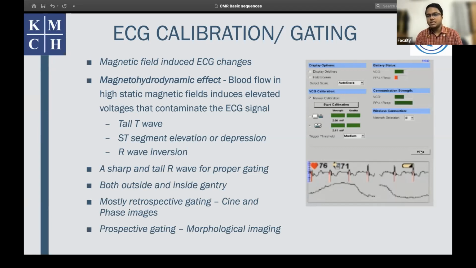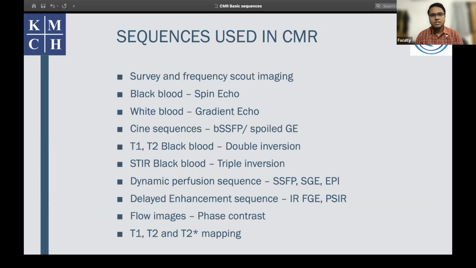So we use mostly retrospective gating for cine and phase contrast images, whereas for morphological imaging, we use mostly prospective gating. So these are the sequences that are used in cardiac MR. These are the most common sequences that are used in cardiac MR. There are many more sequences. So we will just go through the common sequences first.